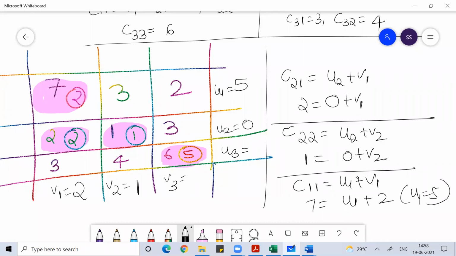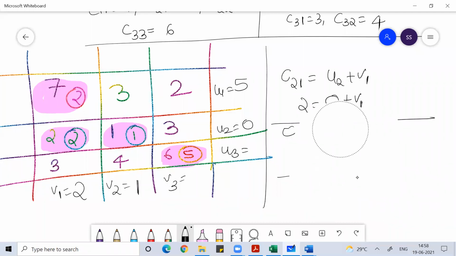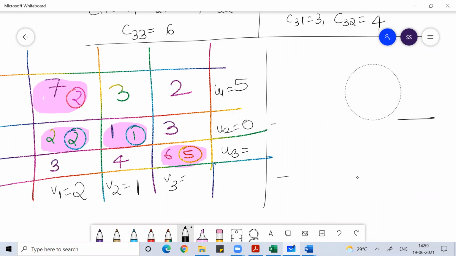Now, the solution you get is non-degenerate, right? Why is it non-degenerate? Because the total number of allocations ideally should be 5, but here the allocation is 4 only. The total number of allocations is not equal to the m plus n minus 1 rule. Definitely you will not be able to do the allocation now.